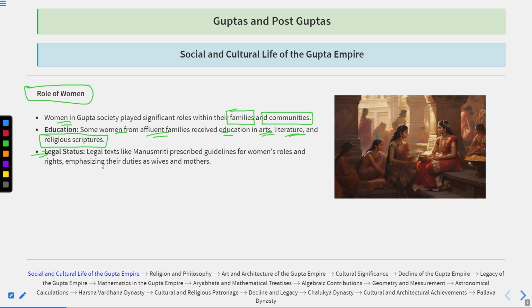Even if we talk about the legal status, there were legal texts like the Manusmriti. In the previous lecture, if you remember, we revised that the Guptas focused mainly on the judicial system and the administrative system in the part of revenue. In the judicial system, they derived their judiciary from various legal Hindu texts, and the Manusmriti was one amongst them. These texts prescribe guidelines for women's roles and rights, and also emphasize their duties as wives and mothers.